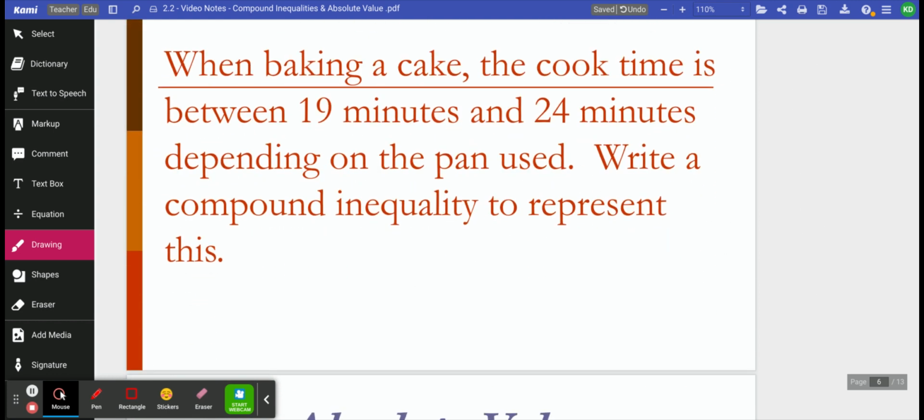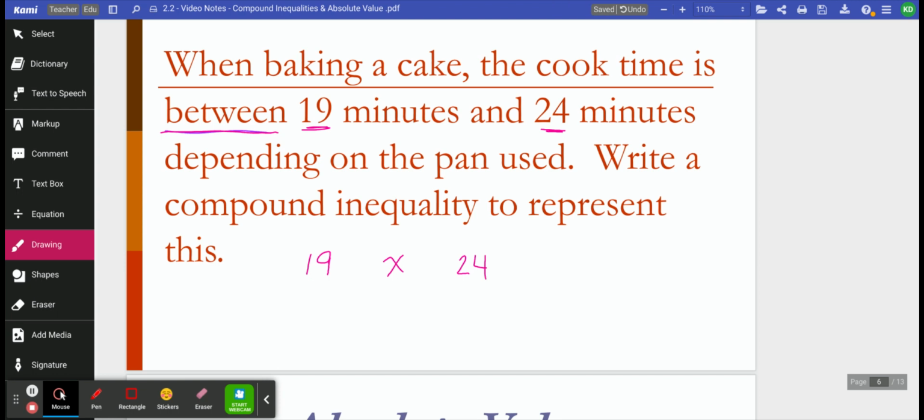All right, here's a quick word problem. When baking a cake, the cook time is between 19 and 24 minutes, depending on the pan used. Write a compound inequality to represent this. So there's a couple ways we could go about this, but we know our endpoints are 19 and 24. Okay. And we're talking about between, right? So is that going to be an and or an or? So it can be 19, 20, 21, 22, 23, or 24. So it's going to be between 19 and 24.